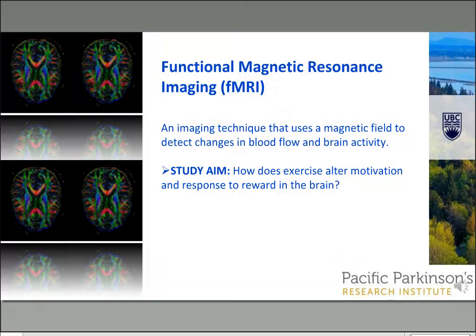All participants also underwent an fMRI scan before and after those 3 months of respective exercises. fMRI is an imaging technique, and it uses a magnetic field to measure the brain activity by detecting changes in the blood flow. So we performed a gambling-based task with the participant while they were in the fMRI, and this was done because the response to reward is different between those with Parkinson's and healthy people. So we wanted to determine if routine aerobic exercise helped to normalize the reward motivation response in the brain.